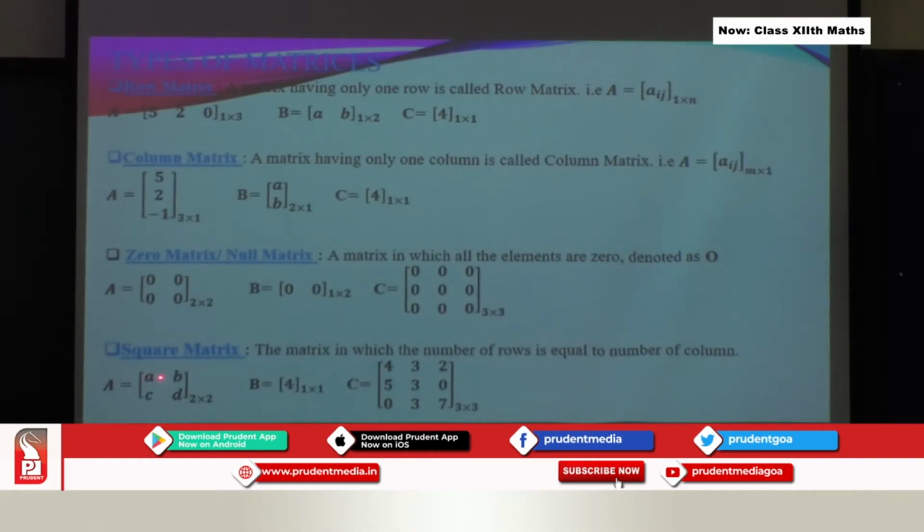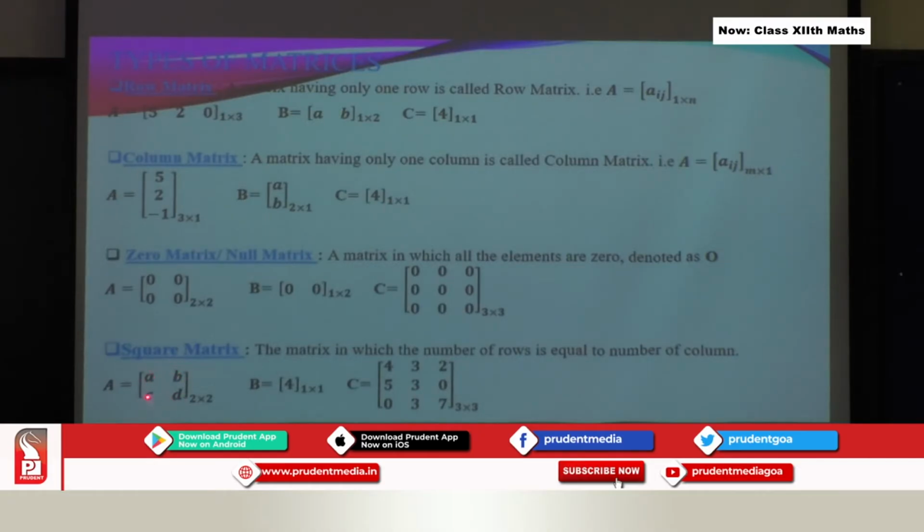Now let us explore the next type of matrix, which is very important, that is the square matrix. A matrix in which the number of rows is equal to the number of columns. Very important definition: a matrix which has the number of rows equal to the number of columns. Now look at this. When you look at this matrix, you can easily make out it is a square matrix. Why?